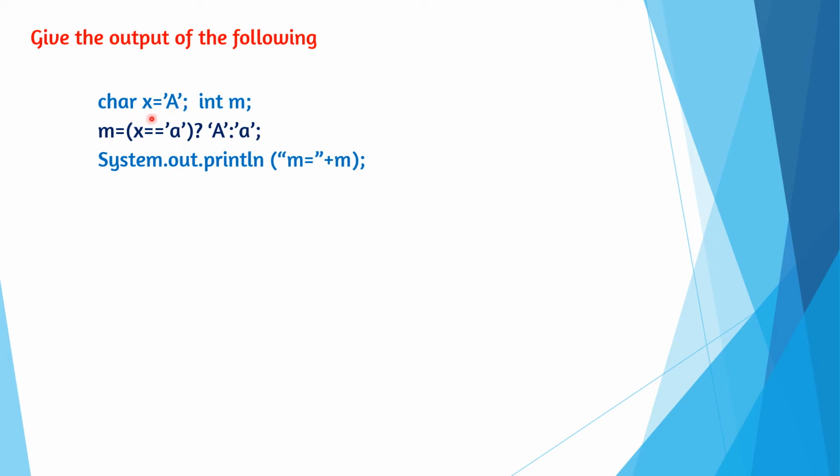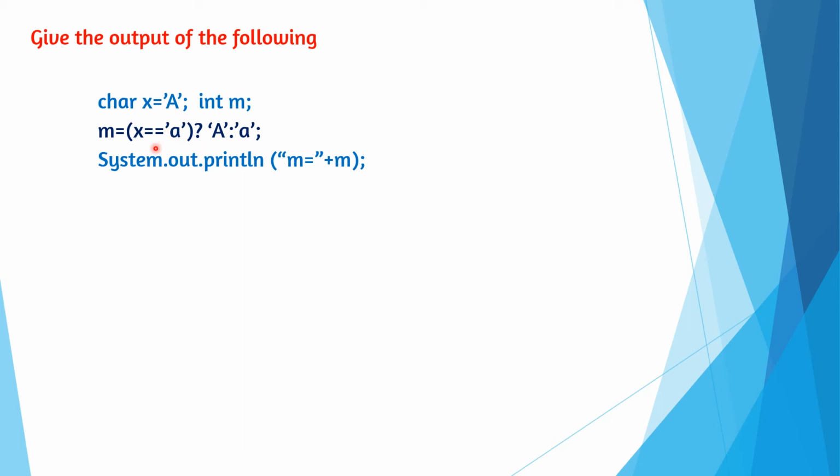Capital A is stored in x, and int m we are declaring here, and m is equal to x double equal A question mark capital A colon small a. If the condition is true, capital A will be stored in m. If the condition is false, small a will be stored in m. Now check the condition x double equal to small a. Here we have declared x as capital A and here we are checking x double equal to small a.